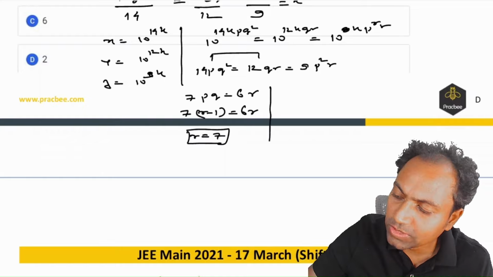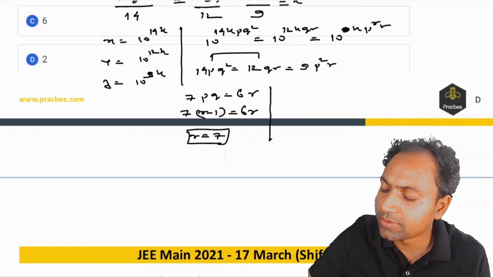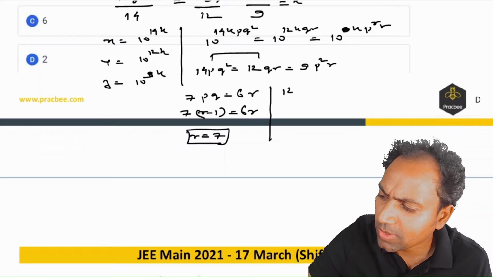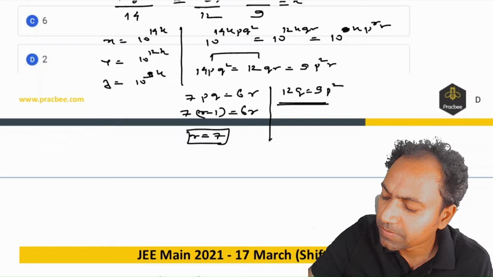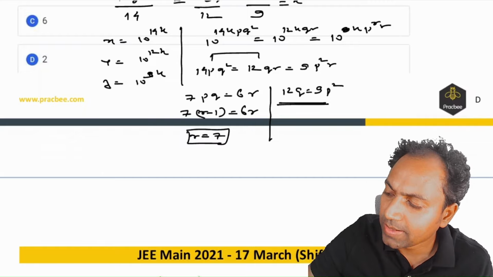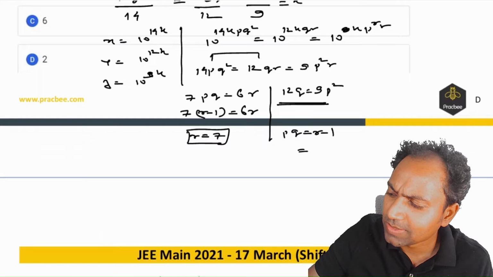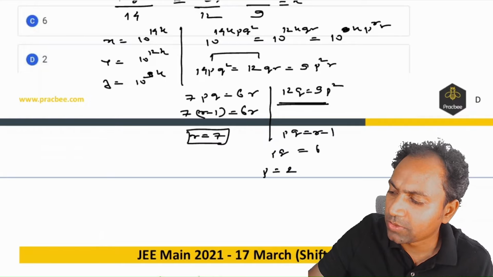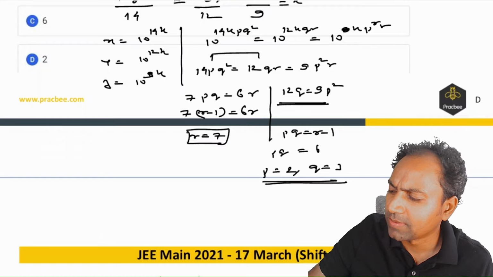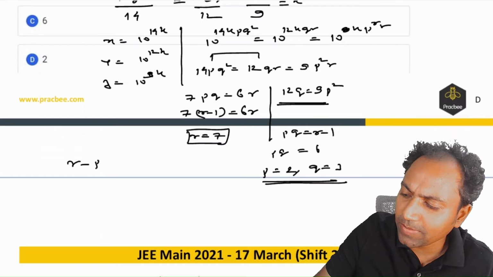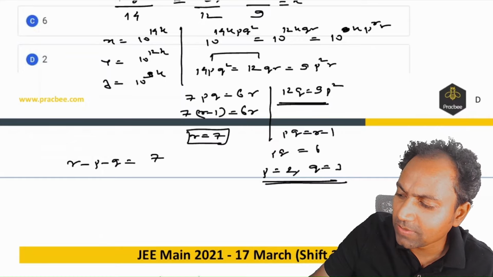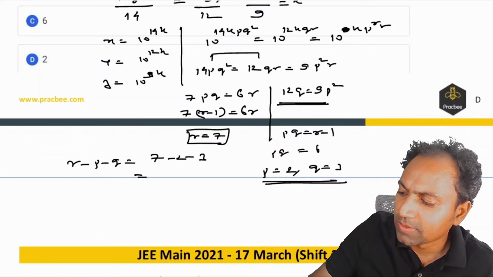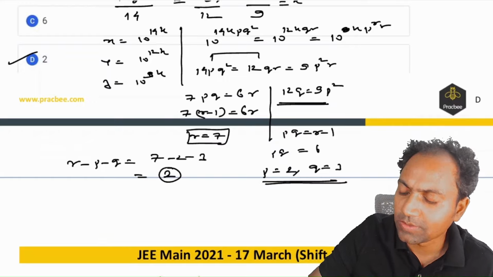And now I have two more results with me. What are two more results? If I compare the other two parts, what you get is 12q is equal to 9p square. And again the value of pq is equal to r minus 1, which is 6. From here, if you solve, your p comes out to be 2 and q comes out to be 3. And if you find the value of r minus p minus q, it comes out to be 7 minus 2 minus 3. That is nothing but 2. D option.